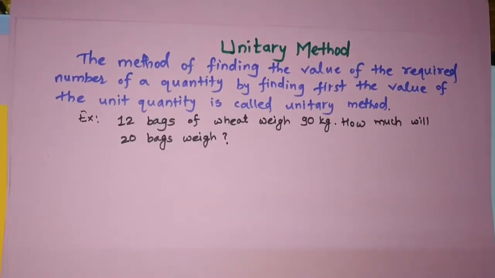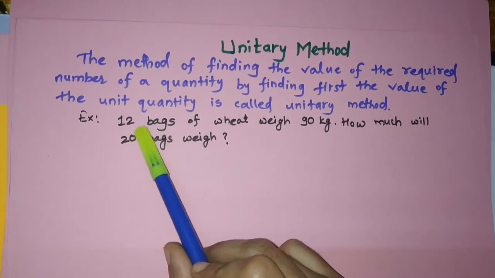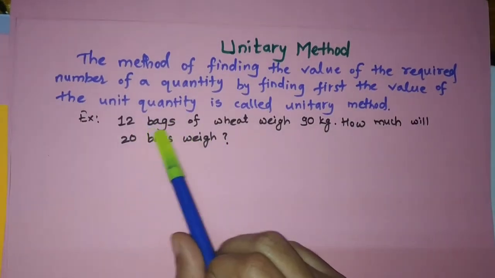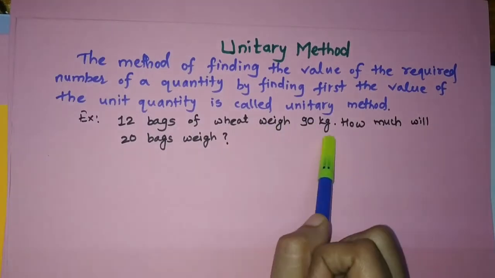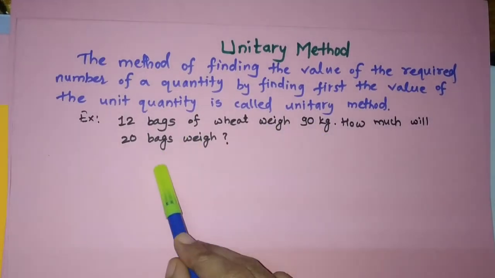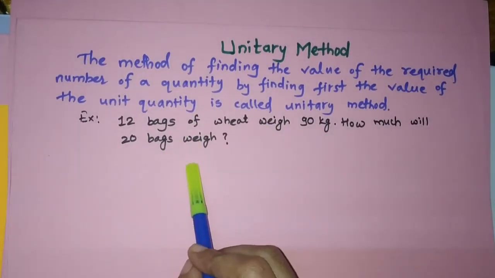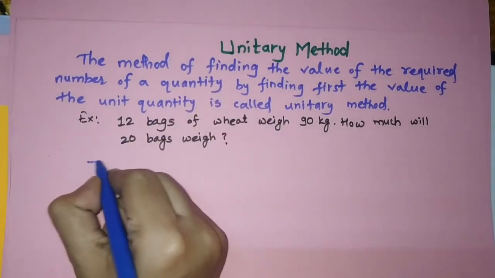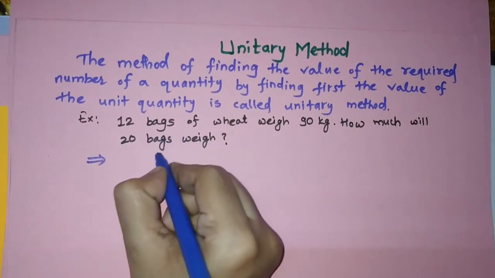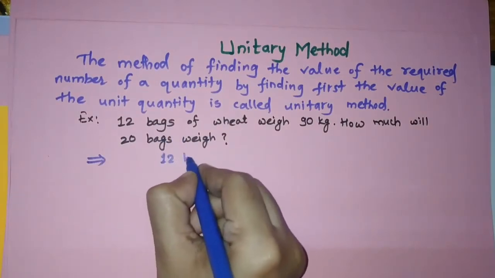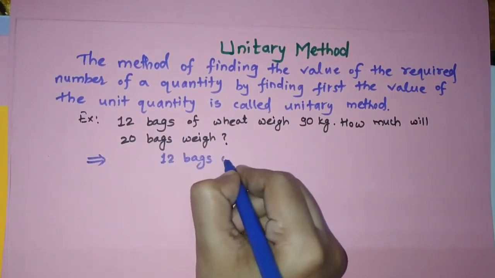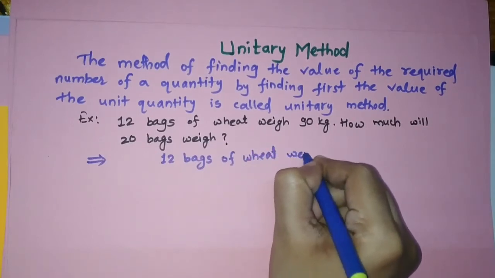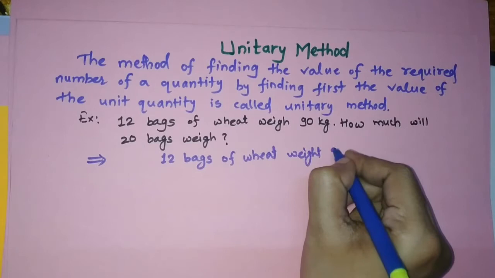For example, we need to find the weight of 20 bags. Here, 12 bags of wheat weigh 90 kg. How much will 20 bags weigh? So we are provided with the weight of 12 bags of wheat, which is 90 kg.